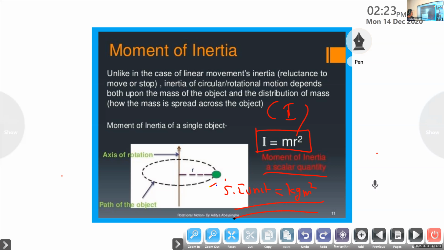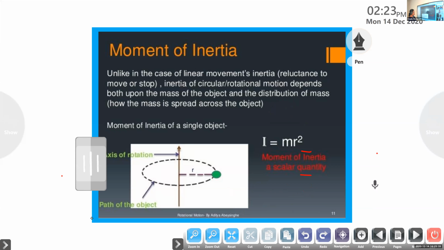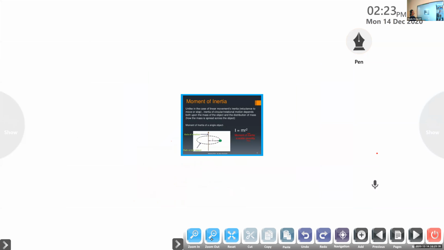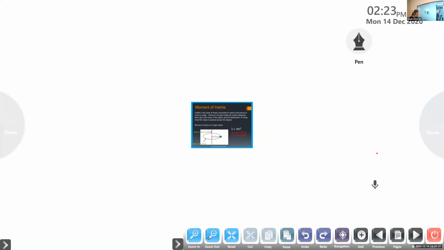Okay. So now, this is for one particle. You know that the total moment of inertia of the system will be the sum of the individual moments of inertia of each particle. So we consider it in that way to get the total moment of inertia of a system. So the next heading: total moment of inertia of a system.